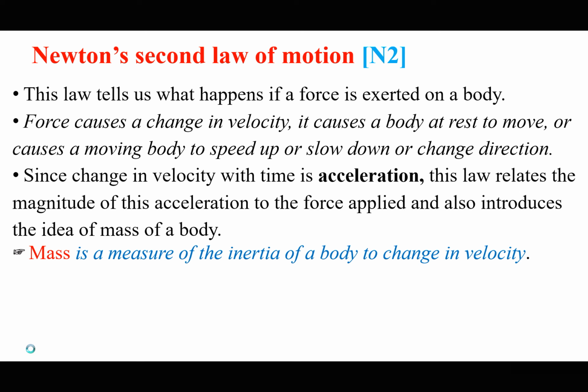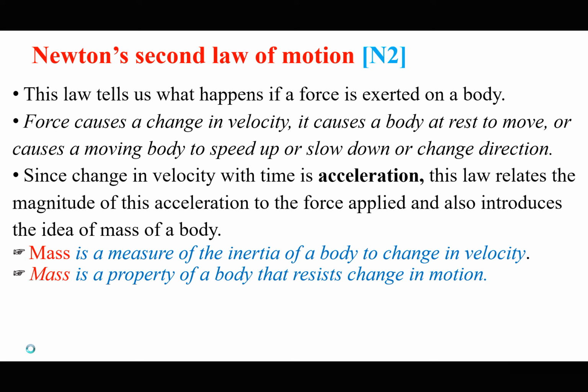Remember, inertia is like a resistance to change in the state of motion or state of rest of a body. So mass can be defined as a measure of the inertia of a body to change its velocity. Because inertia relates to resistance, we can say mass is a property of a body that resists change in motion, and that is the best definition of mass. Of course, it doesn't take away the fact that you can define mass as the quantity of matter in a substance. But the best definition would be mass is a property of a body that resists change in motion.